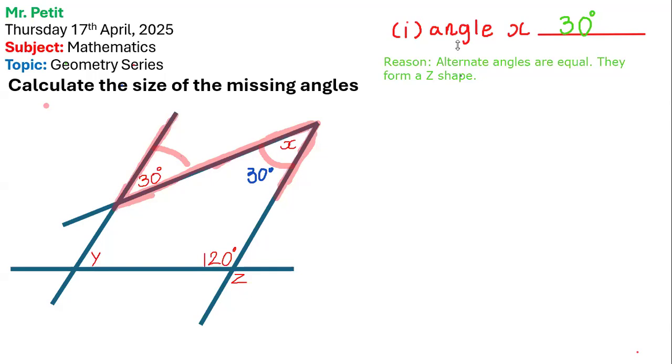So Cleveland, what is angle X? Angle X is 30 degrees because alternate angles are equal. Very good. Angle X is 30 degrees because alternate angles are equal.